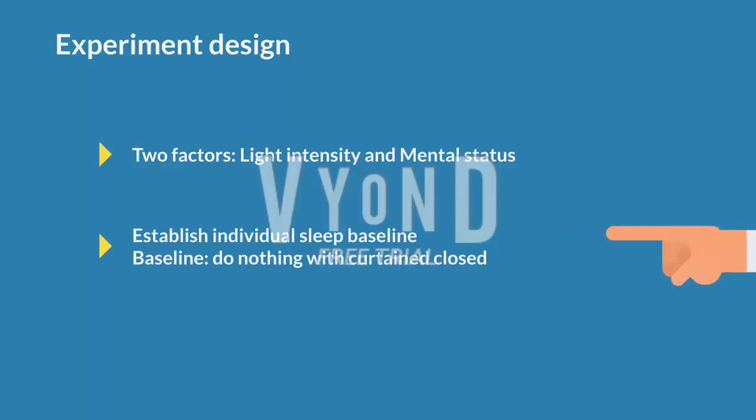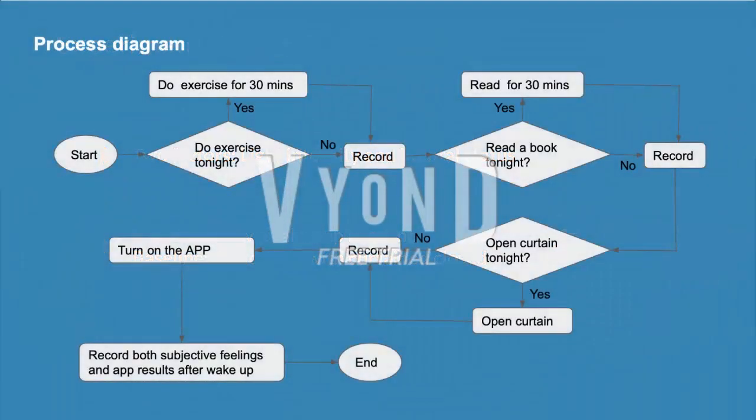Before measuring factors' influence, we establish an individual sleep baseline: do nothing with curtain closed, and record the initial score. This is our process diagram. Every night we decide whether we should exercise, read a book or open the curtain. Remember, we only change 1 or 2 factors simultaneously.